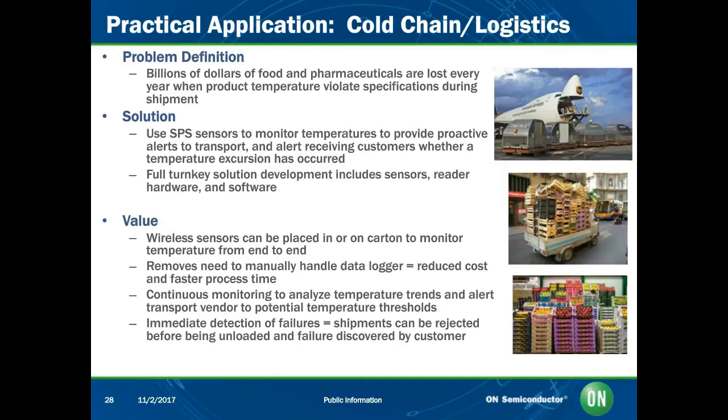So the last area that I'm going to talk about for practical application for this technology is in the kind of cold chain and logistics field. So this is when they're shipping goods, pharmaceuticals, produce, etc., worldwide. So there's a lot of cost associated with goods that are lost due to excursions in the temperature during shipment. It could be, pharmaceuticals are not stored at the right temperature, so they're no good to use. It could be a shipment of produce gets spoiled because it's at too high of a temperature, etc.